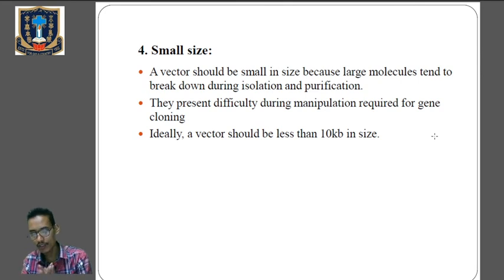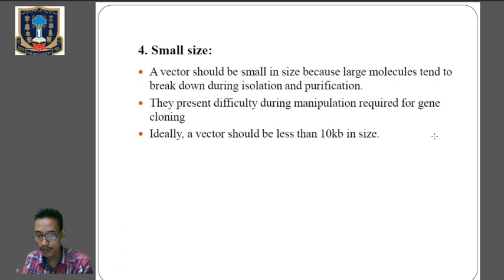Clear? So here we have finished the characteristics of the cloning vector. The most important features of a vector are: it must have an ORI site, the origin of replication; then selectable markers, where we talk about the differentiation of recombinant and non-recombinant DNA by the technique of antibiotic resistance genes and by blue-white selection. Then the third feature is cloning sites, and the fourth feature is small size.